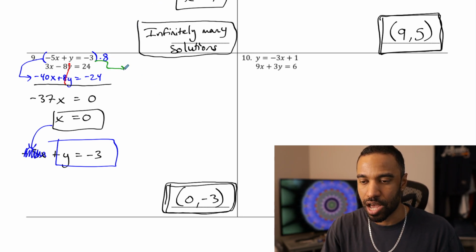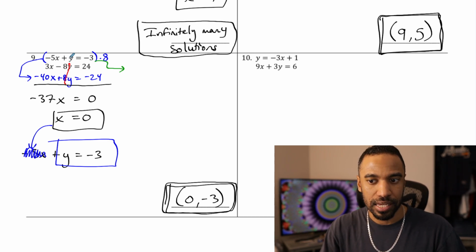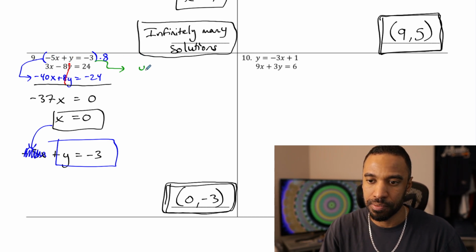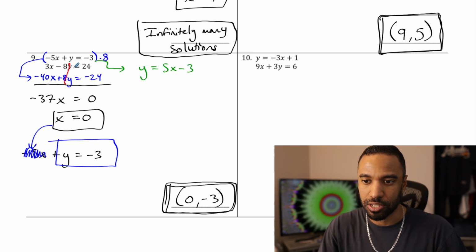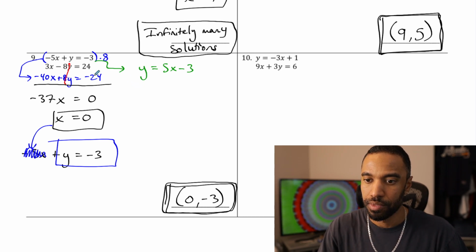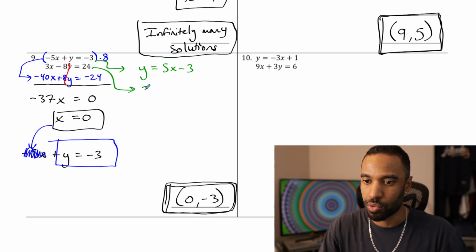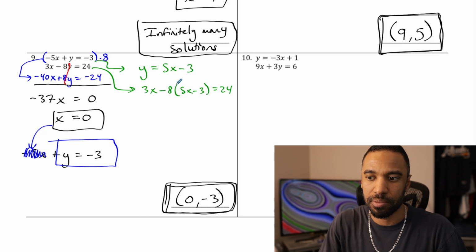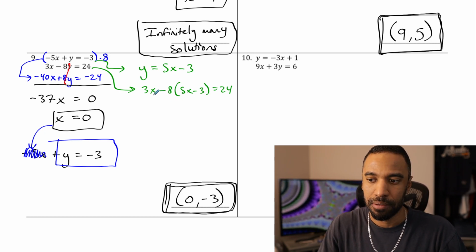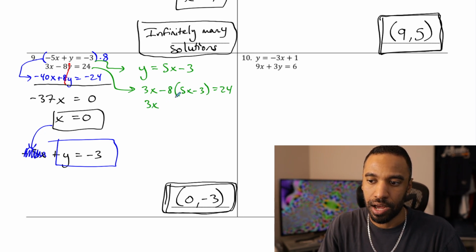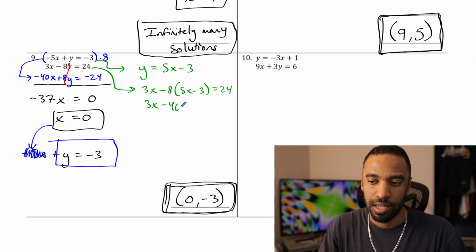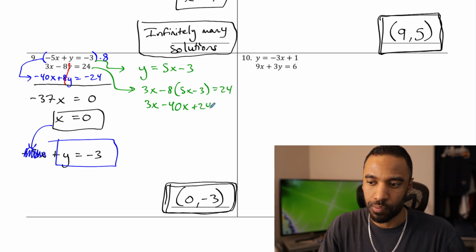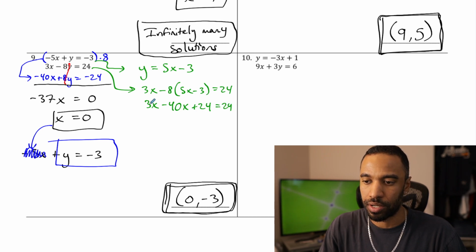I think getting that top y by itself is quite the easiest thing. Add 5x over to both sides. I'll get y equals 5x minus 3. And now in substituting 5x minus 3 in for y in the bottom equation, we'll see here that becomes 3x minus 8 times that 5x minus 3 equals 24. I think most people are seeing that substitution method, when it's not already set up, can be a little more laborious. And I'm fine working with it, but I'm also fine working with the other one here.